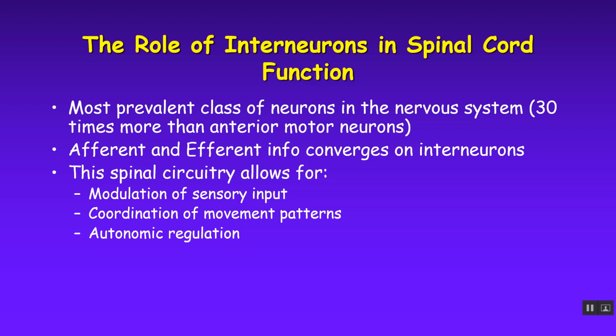So, afferent and efferent information. You've got sensory information coming into your spinal cord, and you've got motor information going down all the time, and they're all converging in your spinal cord on interneurons. The interneurons will influence how those two pieces of information come in and will help modulate what sensation eventually gets up to your conscious awareness, but also the motor output, okay?